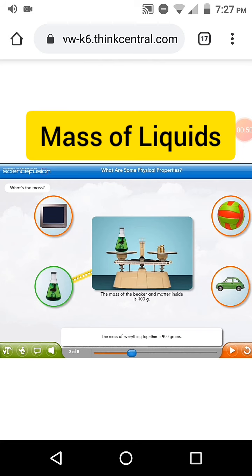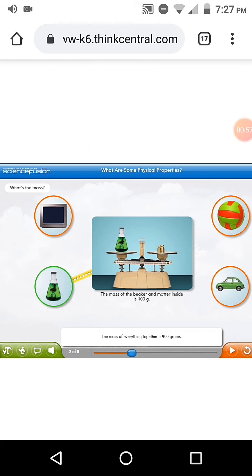Guys, we are talking about the mass of liquids. Of what? Liquids. You cannot put a liquid on a pan balance. It would flow off. That's why you need a container to put the liquid inside it, okay?